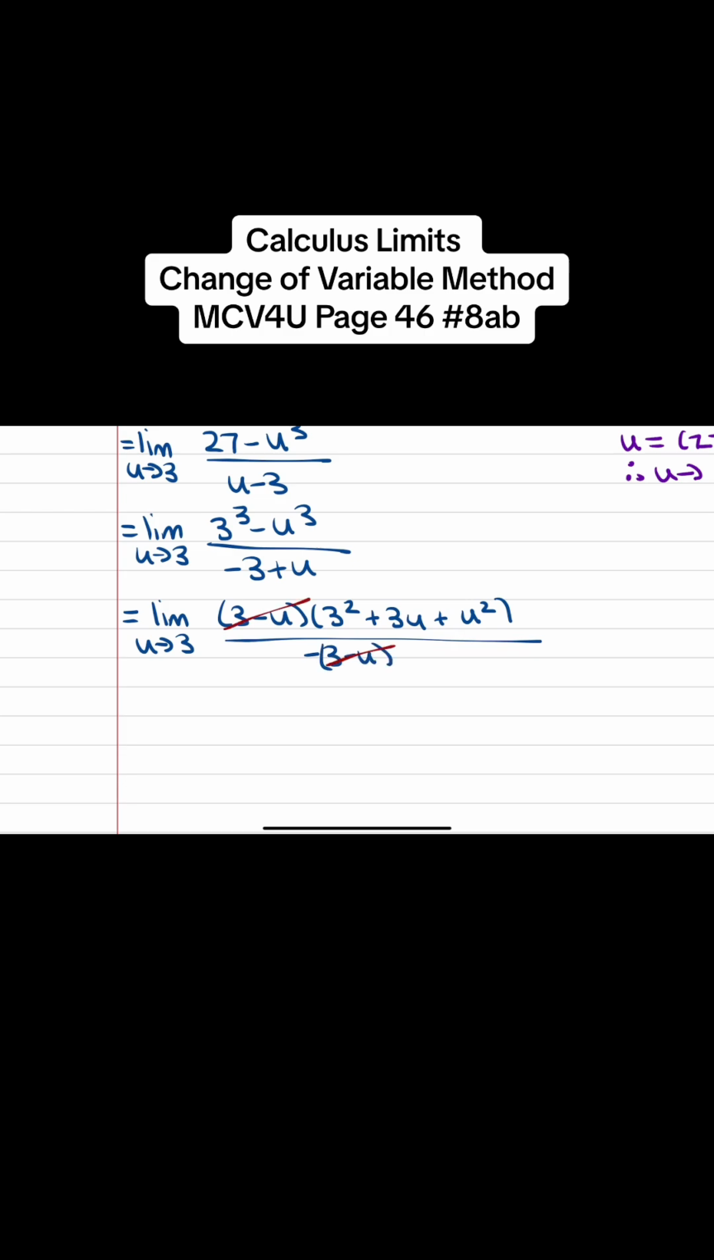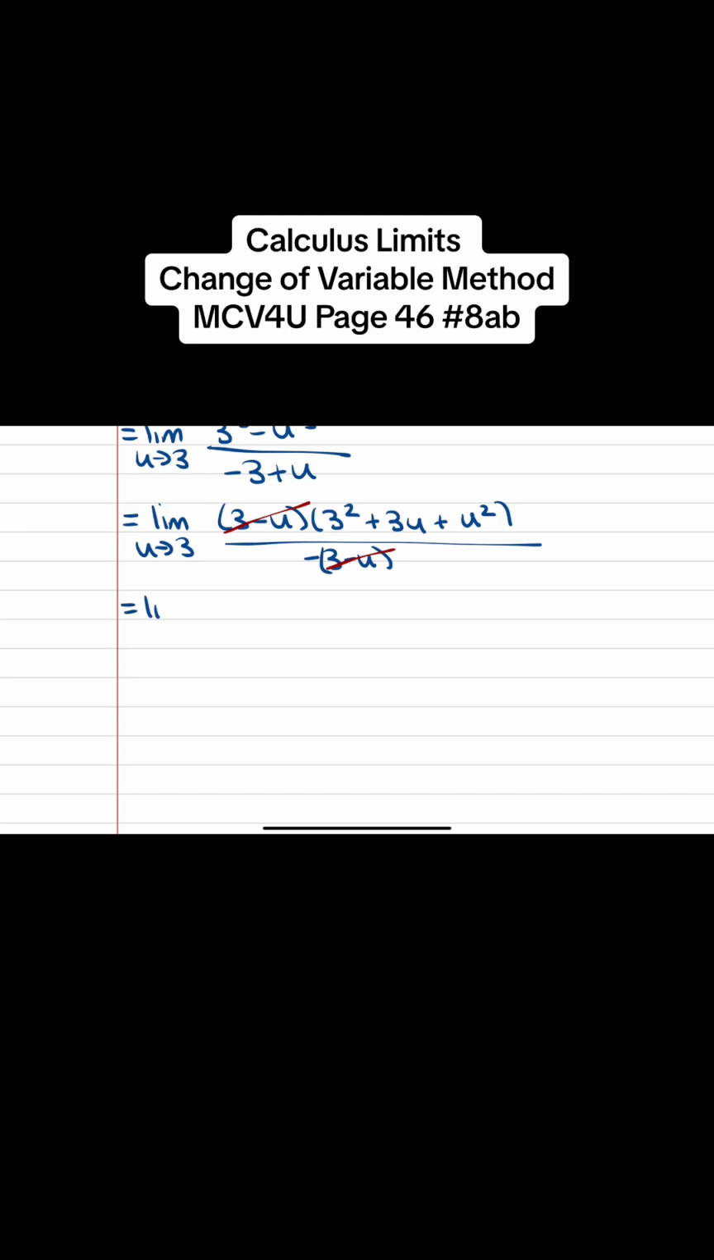I then see that the 3 minus u simply just cancel out. This leaves me with the limit as u approaches 3 of negative 9 plus 3u plus u squared. I can now get rid of my limit notation and simply plug in u equals 3 everywhere I see a u. This gives me a final answer of negative 27.